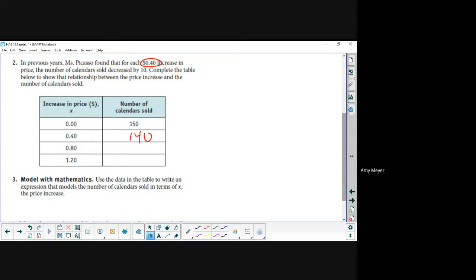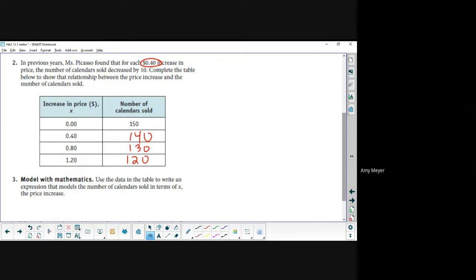Did they nicely go up by 40 cents again? Yep. So our calendars decrease by 10, we're only going to sell 130. Did they again go up by 40 cents? You've got to be careful because your book doesn't always do that. Sometimes they jump. But yeah, they did go up by 40 more cents. So I'm going to sell 10 fewer calendars.